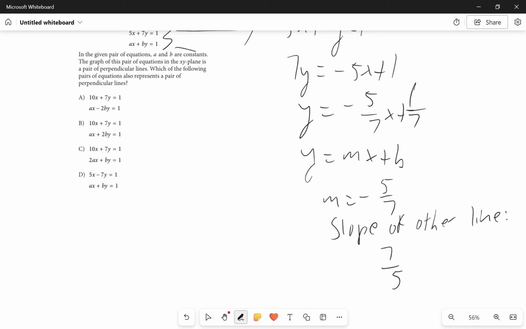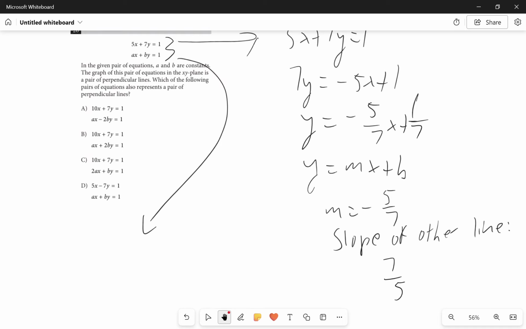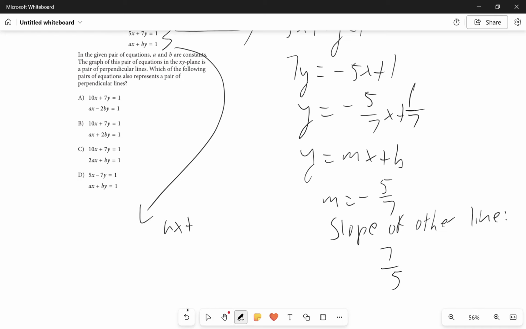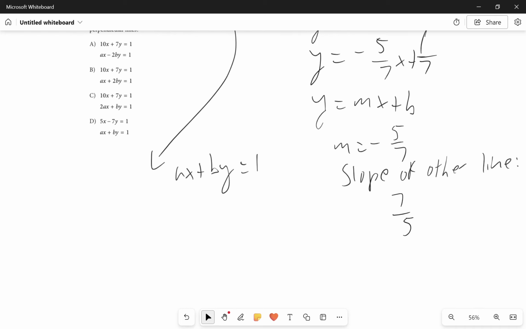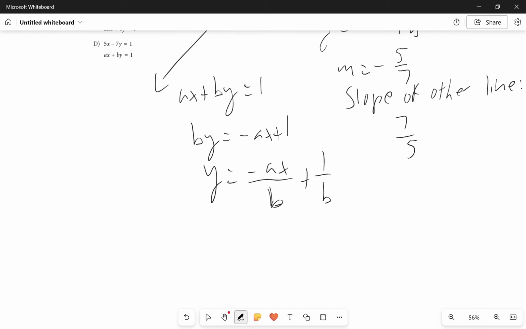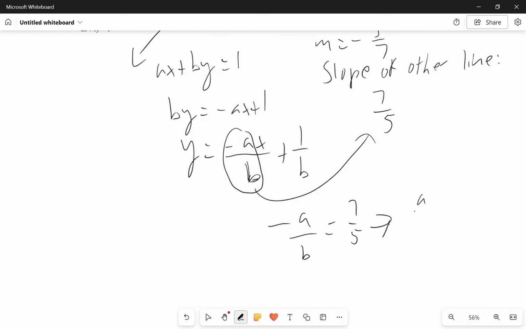Now let's rewrite this equation in slope-intercept form and see what that slope should be. We have ax plus by is equal to 1. Same thing that we did last time: by is equal to negative ax plus 1. y is equal to negative ax over b, plus 1 over b. What we're concerned with right now is the slope, which is this part right here. We know this has to be equal to 7/5. So negative a over b is equal to 7/5, which simplifies to a over b is equal to negative 7/5.